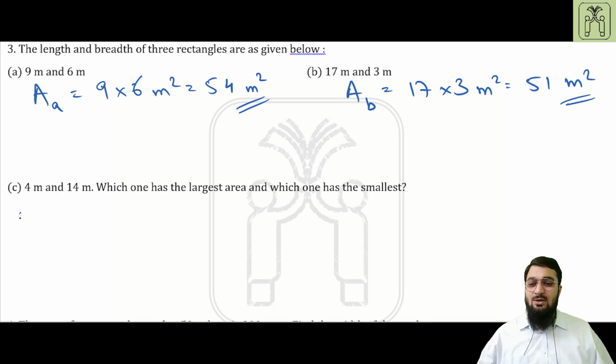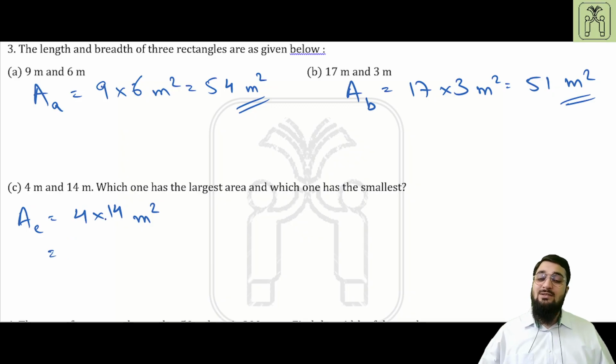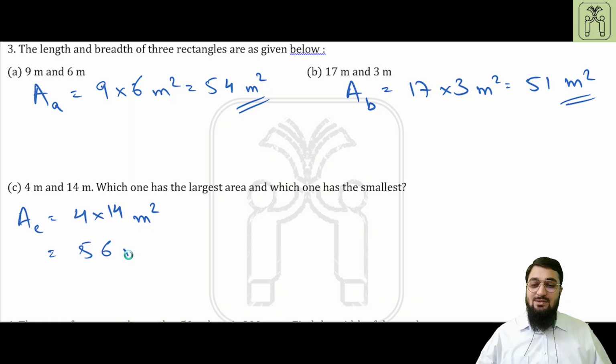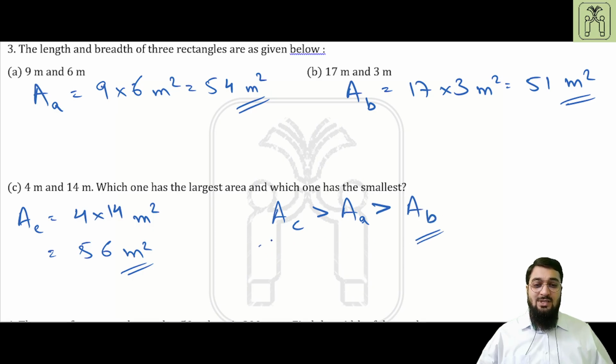And area of part C is equal to 4 into 14 meter square, that is 4 into 10 is equal to 40, 4 4s are 16, so 56 meter square. So largest and smallest can be written in the form of decreasing order. AC is greater than AA is greater than AB. This is the smallest and this is having the largest area.